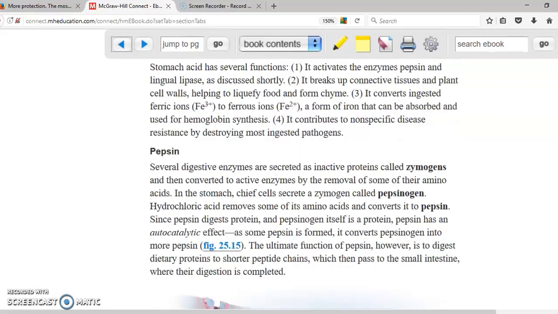So pepsin is the byproduct of the digestion of pepsinogen. Chief cells are going to produce pepsinogen, and the acid will activate the pepsinogen into pepsin. Pepsin is going to help us digest proteins.